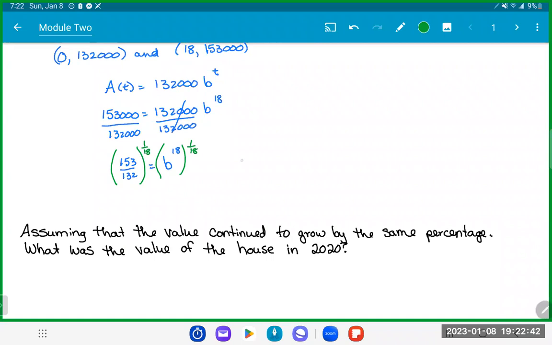Okay, so putting that in your calculator, you would probably want to do it as 153 divided by 132 with the parentheses around it, raised to, and then parentheses 1 divided by 18. And that should give you the correct format for your calculator. So this gives me that B is equal to 1.0082.